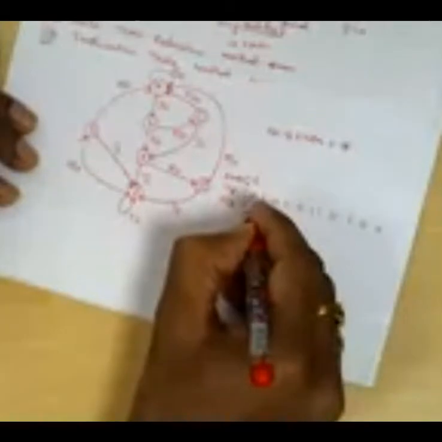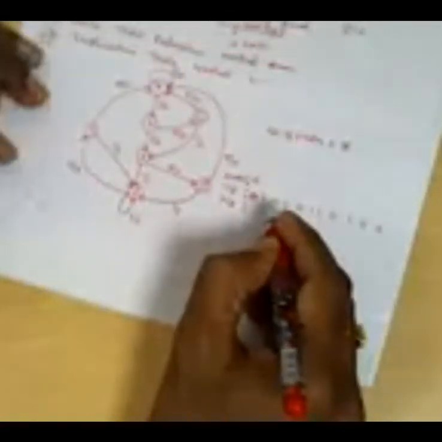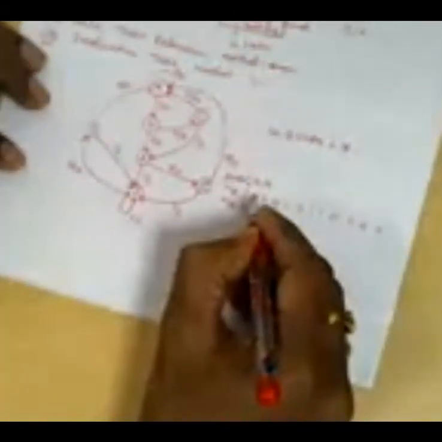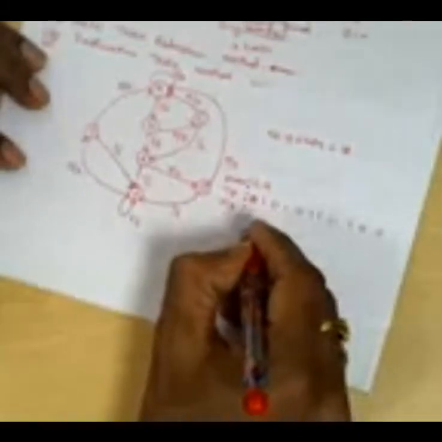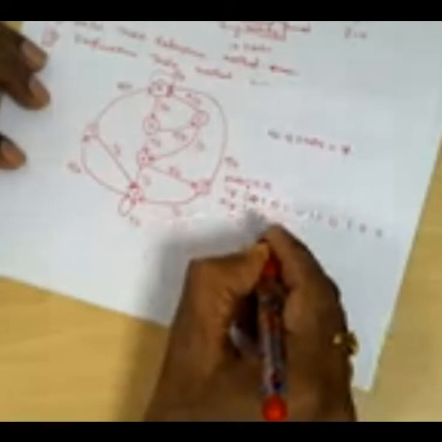When 0 is coming here, what will be the next state? A. Obviously A only now. Right. And when A is here, the default output is 0, and then when 0 is coming, the next output also will be 0, and it is in the A state.